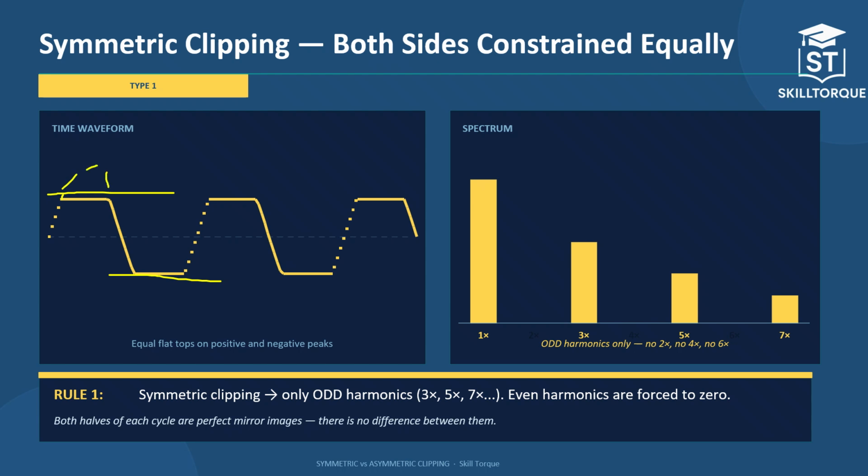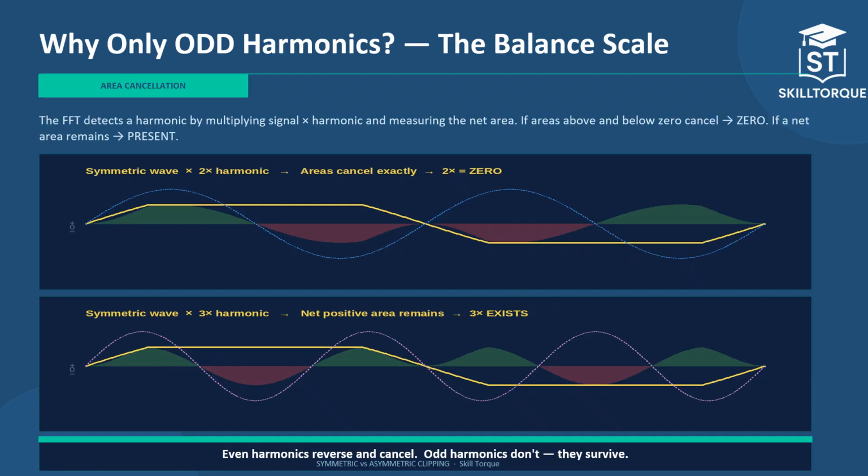Now here is the key question: why does this produce only odd harmonics? The real explanation comes from the concept of FFT, or fast Fourier transform, and how it actually works. The FFT detects a harmonic frequency by doing one specific thing. What is that? It multiplies the signal by that harmonic frequency, and then it measures the total area under that result.